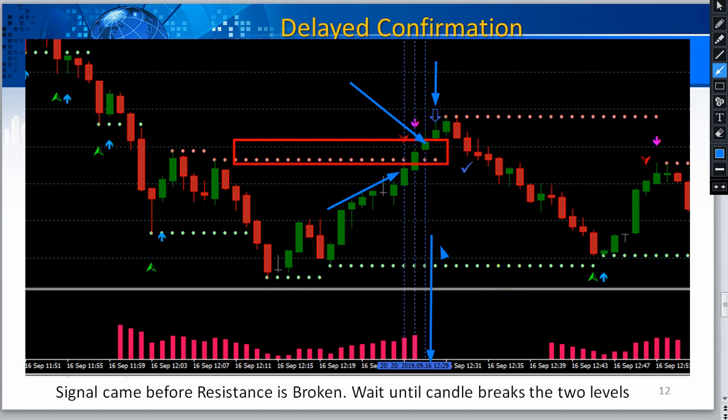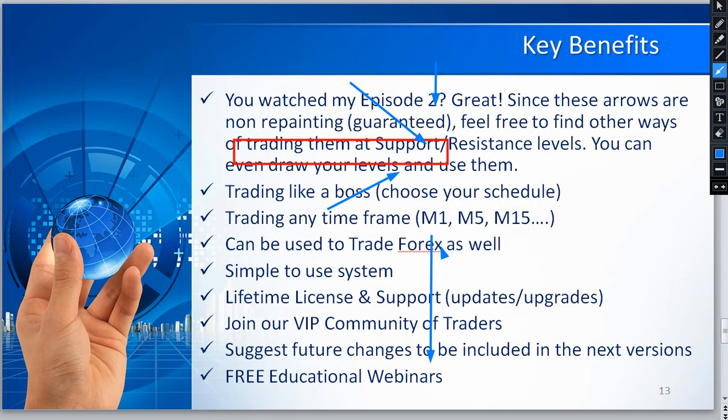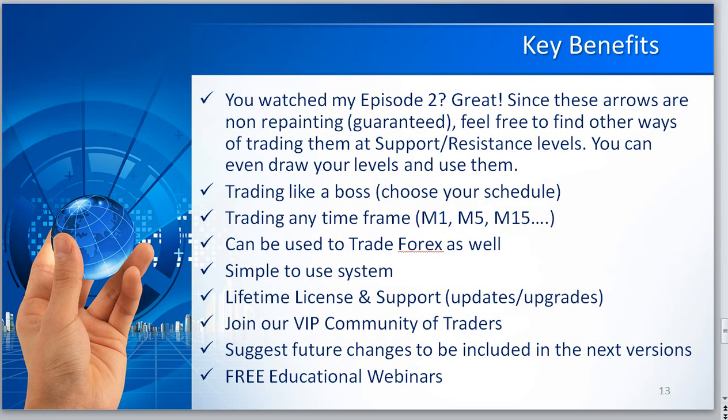So that is it, guys. In as far as trading this system, it's very easy. The benefits are clear. The benefits are very clear on using this system.